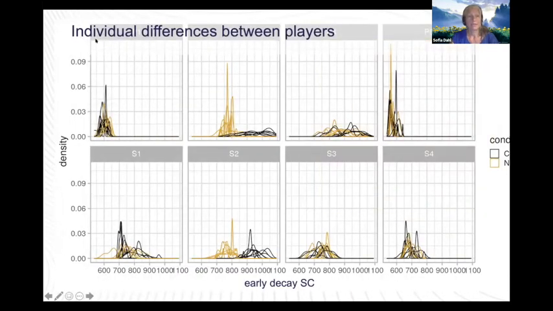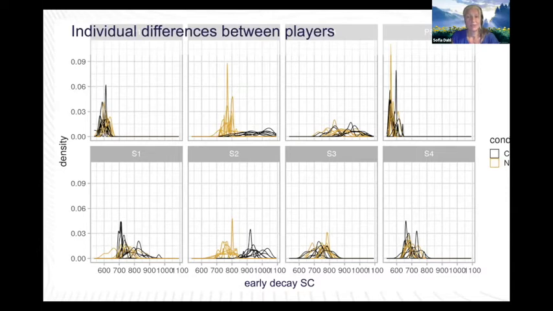Before I go to that, I would like to also show that there are indeed very individual differences between the players. So not only do we have two groups of players, here on top we have the patients, and on the bottom we have the 4 healthy players. And you see the yellow being the normal strokes and the black one being the controlled strokes. And these are estimates of distributions for the early decay spectral centroid.